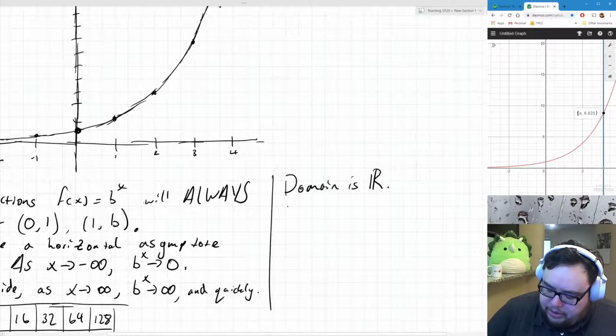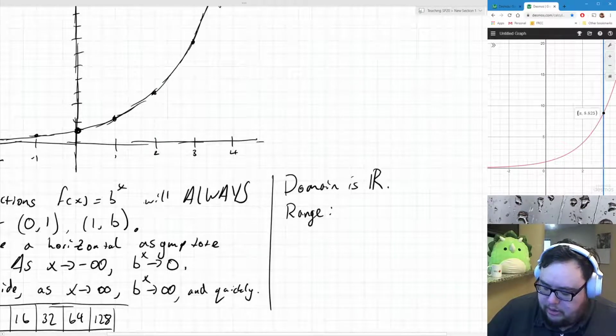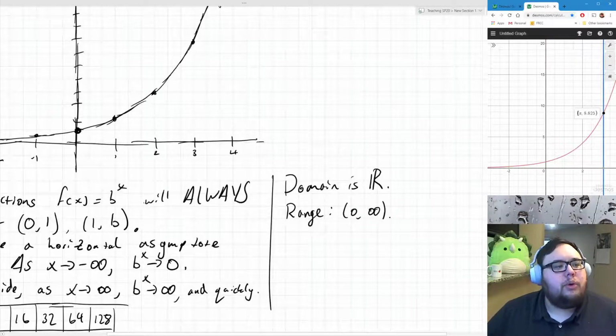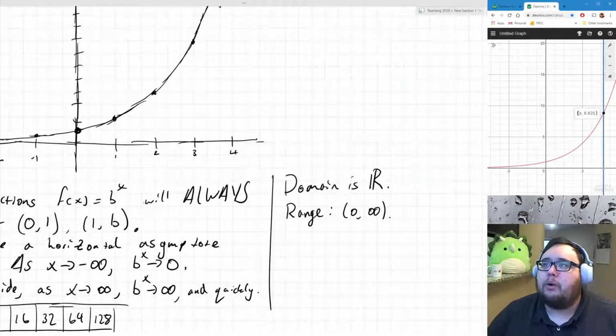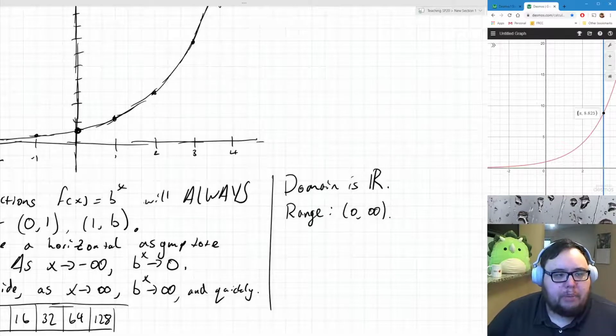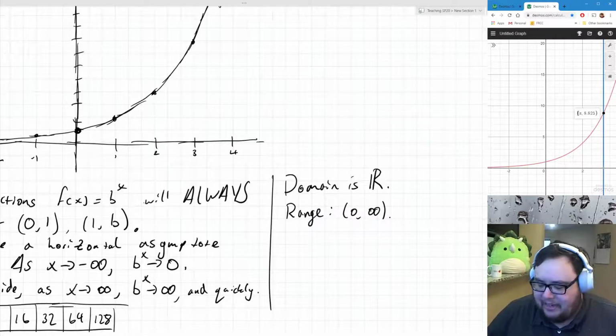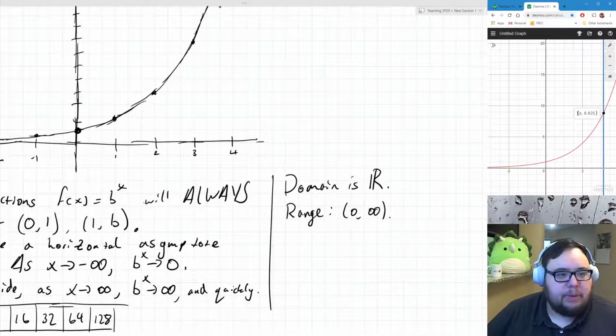And the range is 0 to infinity. If you have a positive number and you raise it to a power, that number will still always be positive. It's never ever negative. So no matter what you're plugging in there, you should always get positive numbers.